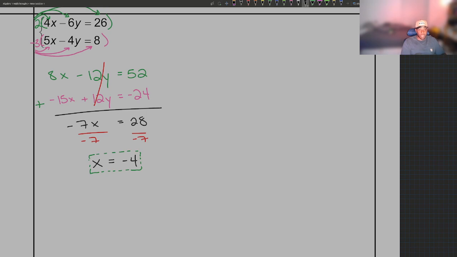I will pick the bottom one. So 5x minus 4y equals 8. And again, we're just going to take that value for x. We're going to plug it in for the x all the way up here. And that's going to look like 5 times -4 minus 4y equals 8. We simplify with our multiplication. That's going to get us -20 minus 4y equals 8.